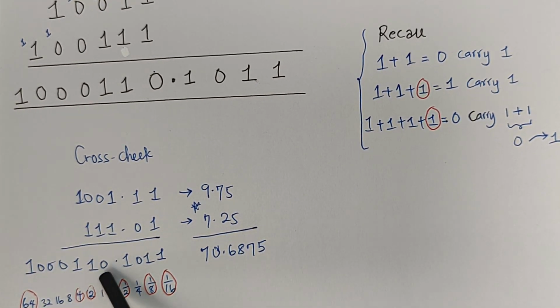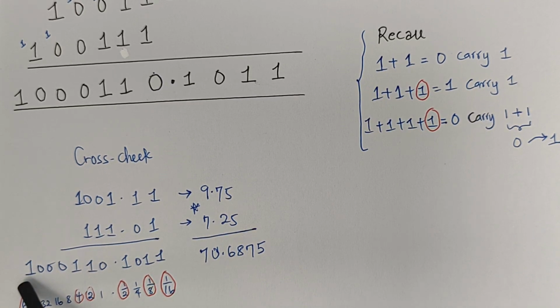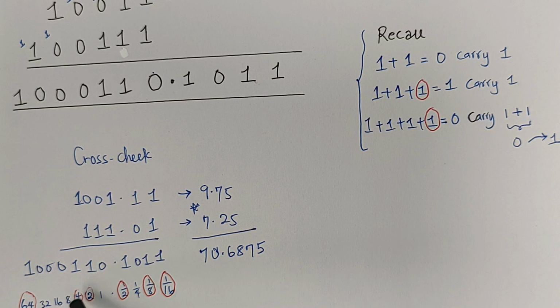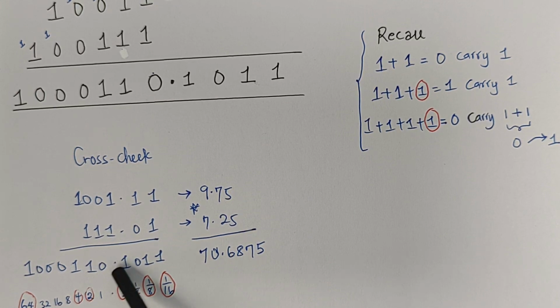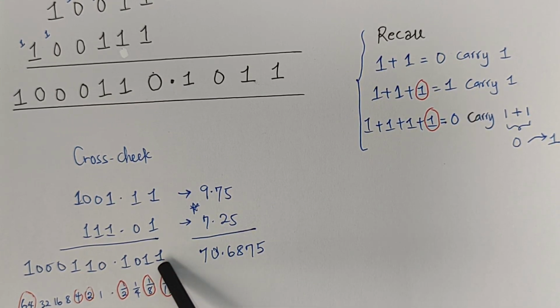Now we know that starting from here, we'll have 2 raised to the power 0, 2 raised to the power 1, 2 raised to the power 2, 2 raised to the power 3, 2 raised to the power 4, 2 raised to the power 5, 2 raised to the power 6. And that will give us 64, 32, 16, 8, 4, 2, 1. Okay, and for the decimal, after the decimal point, we have 2 raised to the power minus 1, 2 raised to the power minus 2, 2 raised to the power minus 3, 2 raised to the power minus 4.